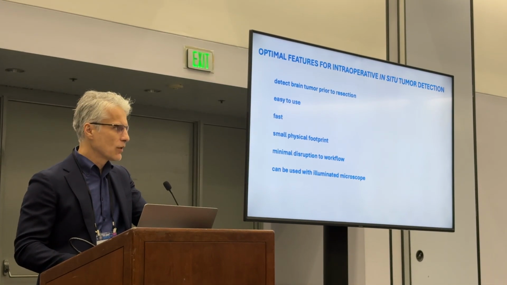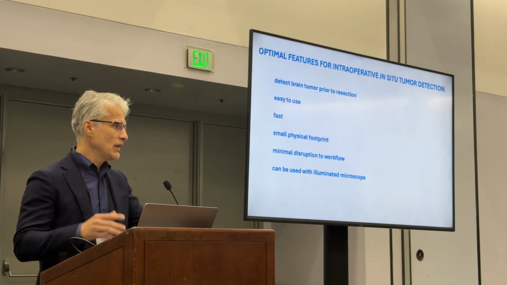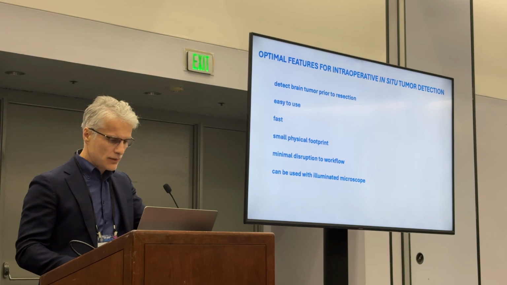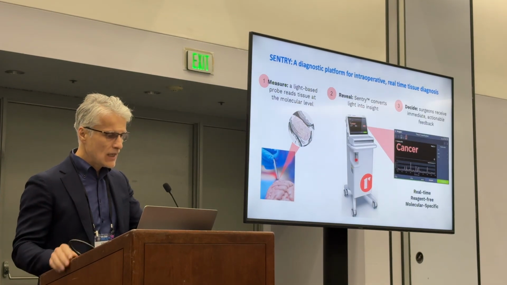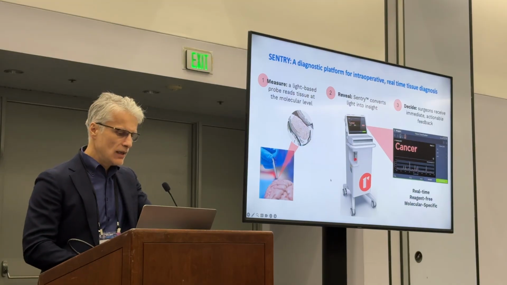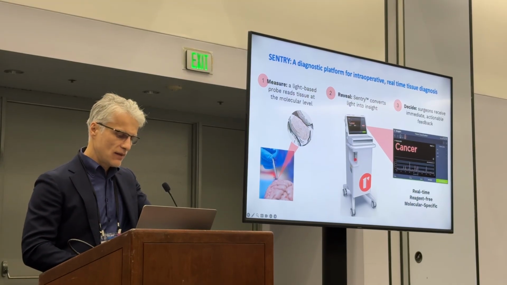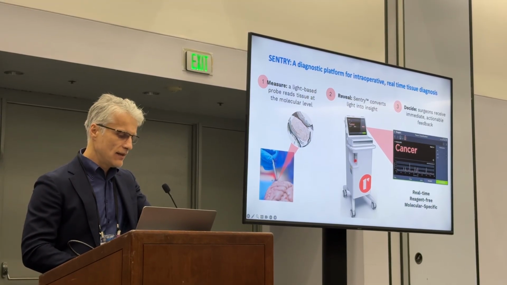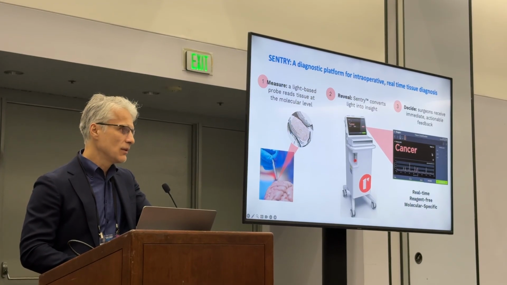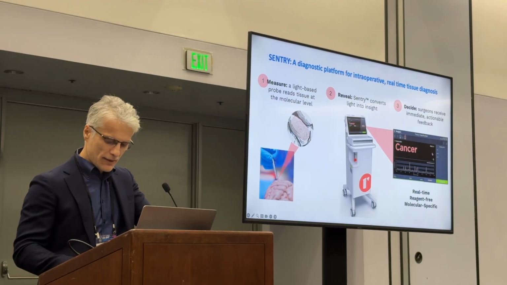Minimal disruption to workflow, meaning super fast, and be able to operate under white light. We want you to be able to see what you're doing while you're doing the operation. And so here it is. This is the Sentry system. Basically, what you do is it's a stylus probe that interrogates an area underneath the contact site. This is what the device looks like, and this is the output. Basically, it's going to be tumor versus normal brain.